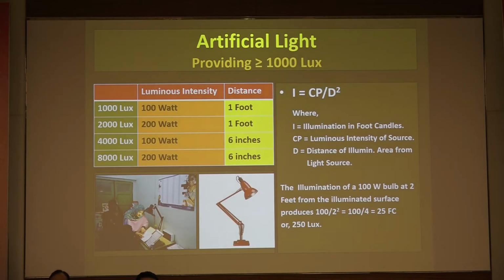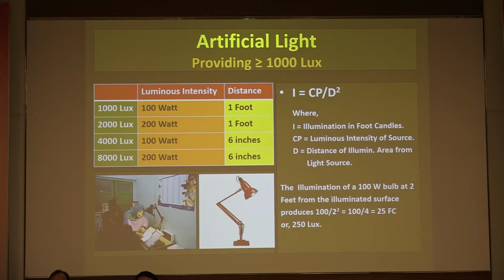The next is to consider how to provide 1000 or more lux with artificial lighting. So the first thing to remember is to use a lamp like that shown in the picture, which is a goose neck lamp, and you can mold it, and you can twist it, and you can turn it so that the light falls exactly where you want it to fall, which is on the object of regard, which may be a book or writing or sewing material. And you can use this very simple formula to remember. Illumination is equal to luminous intensity of source divided by the distance of illuminated area from the light source. So very simple formula to use.